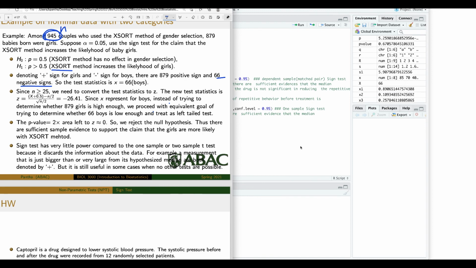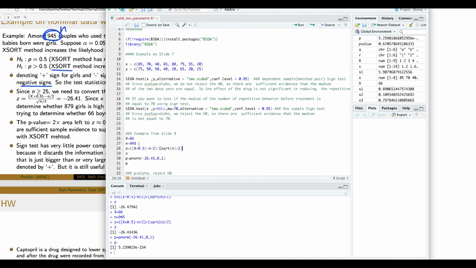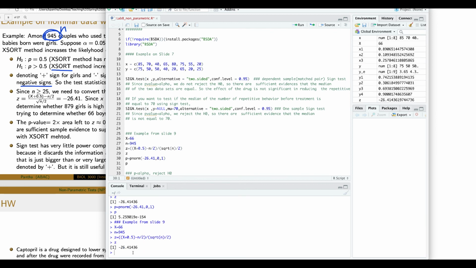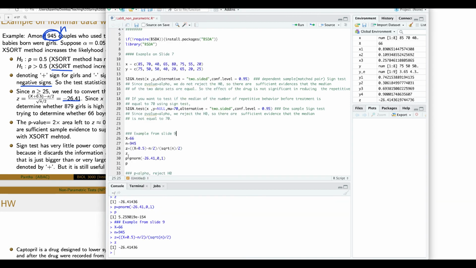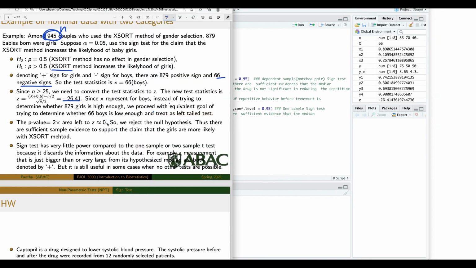Okay, guys. So I have done that here. So x is 66, n is 945, and z is x plus 0.5 minus n/2 divided by the square root of n/2. So when I do that, let me show you. I got z is negative 26.41. Okay, this is what you got. Now, what is the p-value? P-value is 2 times the area left of z, because z is negative here, right? How do I do that? You can actually do 2 times pnorm(-26.41, 0, 1). If you do that, you will get almost 0.